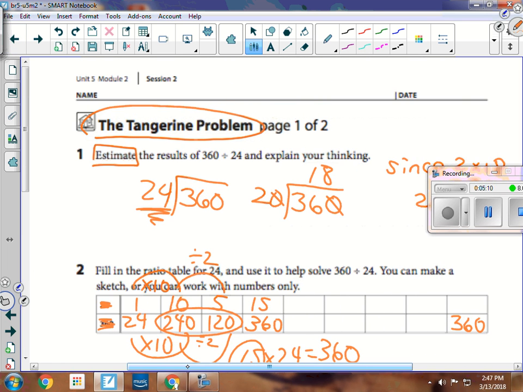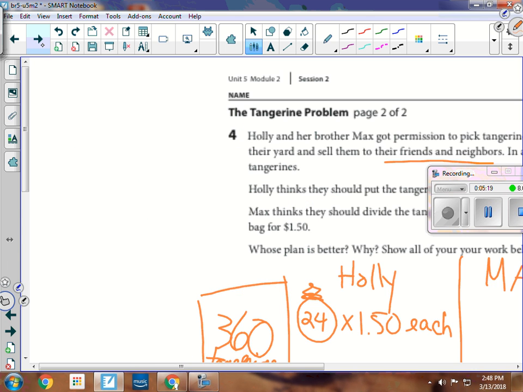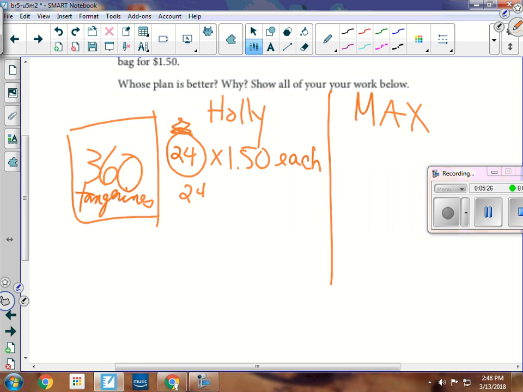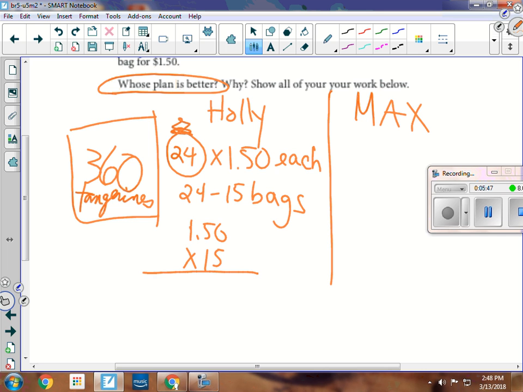How many 24s, if you put bags of 24, how many 24s does it take to use all 360? And this is where the answer is. We just did it. So if you go back here and you're talking about what Holly would do, she's got bags that are 24 in a bag, and she would be able to make 15 bags with that many in them. So how do we figure out how much money? Because we're comparing who's got the better plan, which pretty much means who's going to make money. So I would do $1.50 on top times 15 bags. Bags of 24. So we'll figure that out and figure out how much money.